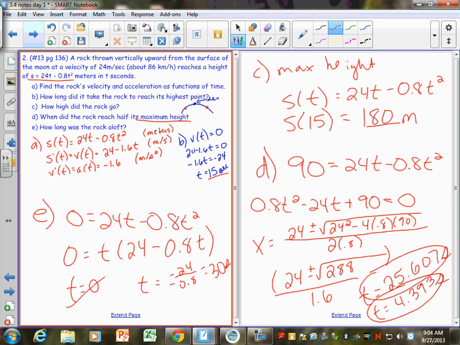What did we get at B? How long did it take the rock to reach its highest point? It took 15 seconds. If our path makes a parabola, does it make sense that it's going to be symmetric on the way back down, and it does make sense to just double that? Yeah, so maybe if you knew that, you didn't have to do all that. All right, so that one kind of took a lot. The next one I feel like doesn't take as long.